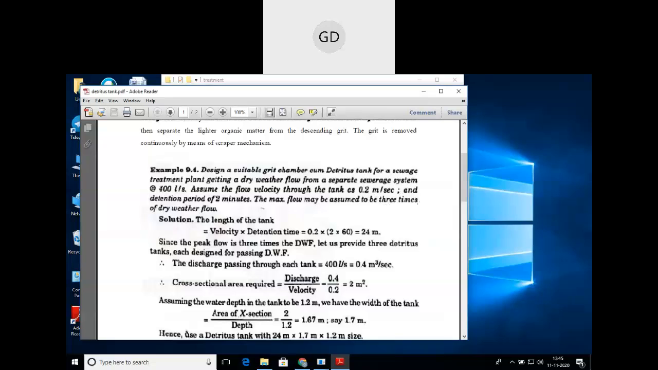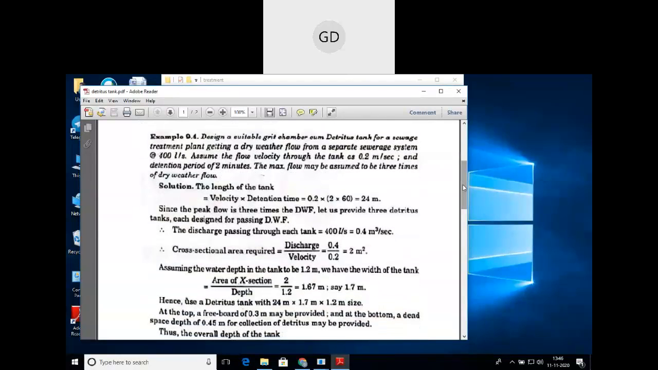And the detention period is given as 2 minutes. Also, the maximum flow is to be assumed as 3 times the dry weather flow. Now we need to design the grit chamber, or you can say the detritus tank. So how to design? Design means we need the length, breadth, and depth. First, you need to find out the length.